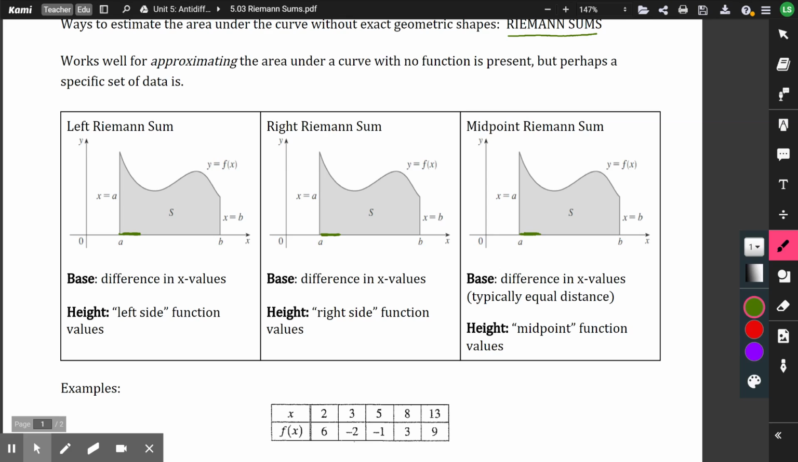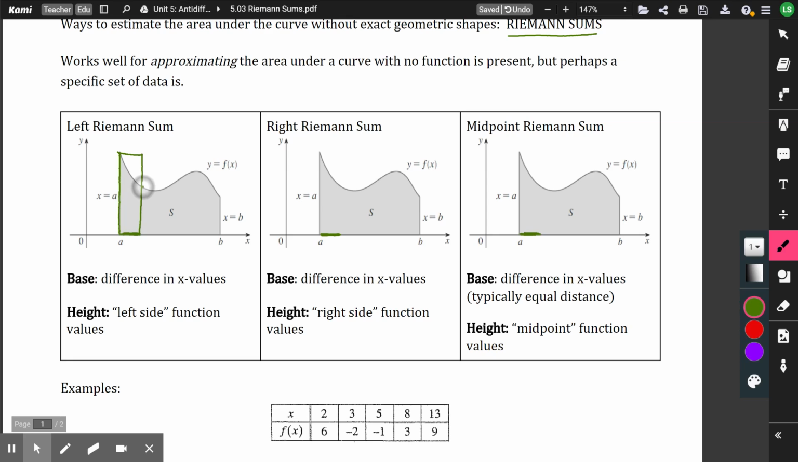But in terms of determining the height of the area that we're going to be taking, we're going to have to look at which one of the function values we're going to use. For a left Riemann sum, we're going to use the lower limit, or the lower of the two x values, to evaluate what the height of the rectangle should be. So this might be the first rectangle for that particular drawing.